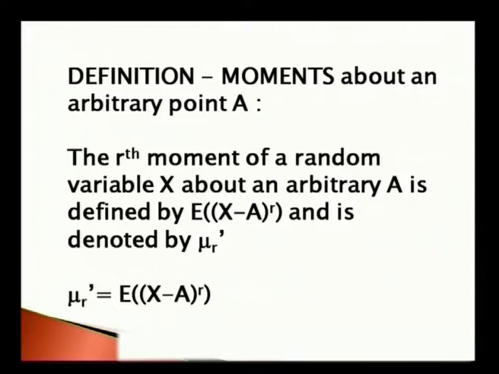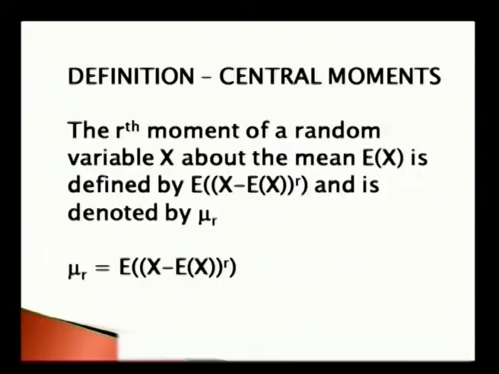So far we have dealt with raw moments, that is moments about an origin, and moments about an arbitrary point A. In particular, when the arbitrary point is the mean, that moment is called the central moment. The definition goes: the rth moment of a random variable x about the mean is defined by expectation of x minus E of x whole power r, and it is denoted simply by mu r. Mu r is equal to expectation of x minus E of x whole power r.